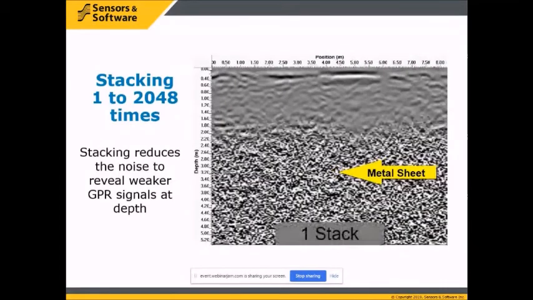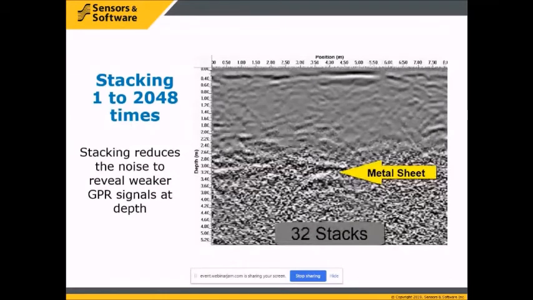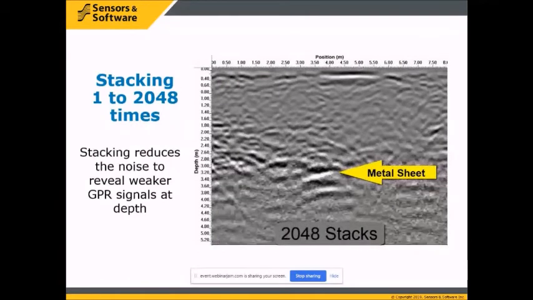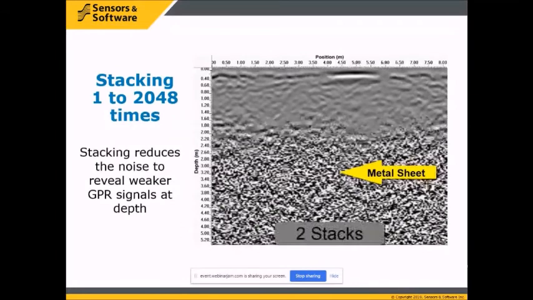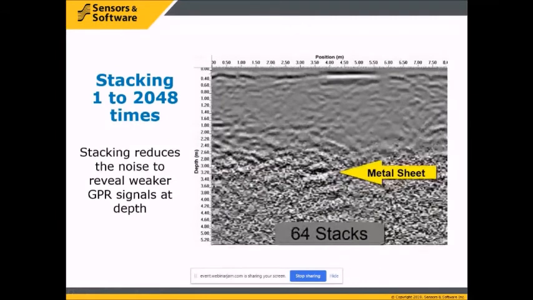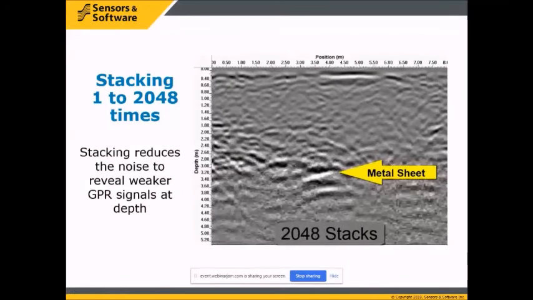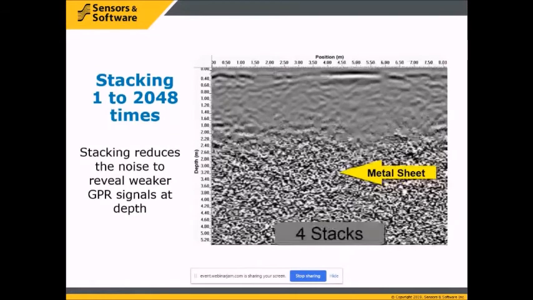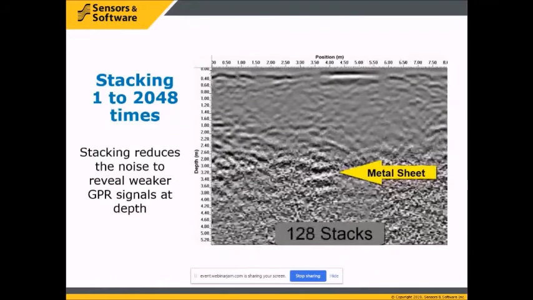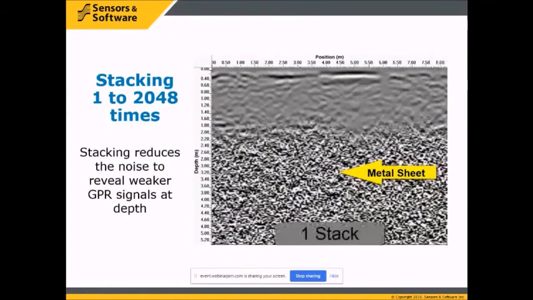At one stack, the depth of penetration is about 1.8 meters. But you'll see that by about 512 stacks, the depth of penetration is increased to about 3 meters, and we start to see the metal plate. Beyond that, by 1,024 or 2,048 stacks, we have a good image of the metal plate and lots of confidence that this is a real subsurface object. By stacking, the depth of penetration is increased more than 50%, which is significant if you're trying to detect every buried utility you can.